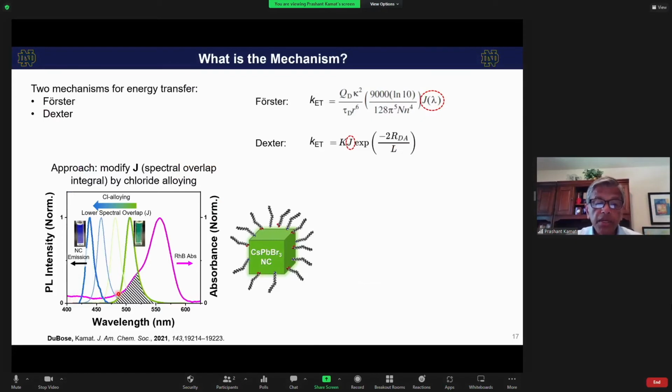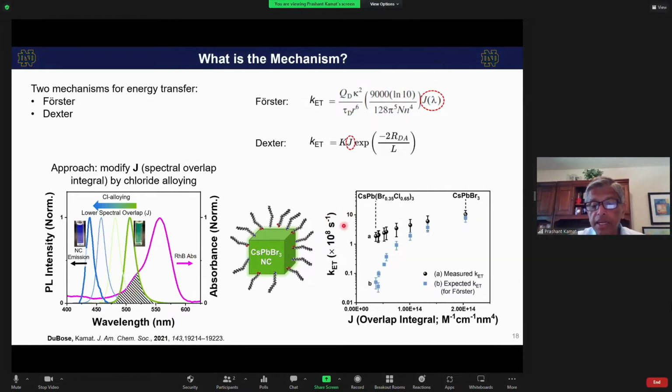So this is what your rhodamine B absorption spectrum looks like, and these are the emission spectra of different perovskite nanocrystals having different chloride-bromide ratios. As you can see here, this is cesium lead bromide, and the shaded area is the overlap between the two. That overlap integral comes in both the Förster and Dexter mechanisms, but they have a different relationship. They are distance dependent, and the other one is overlap. Since distance is constant in this case, we can just focus on this overlap and see how it influences the rate constant for energy transfer.